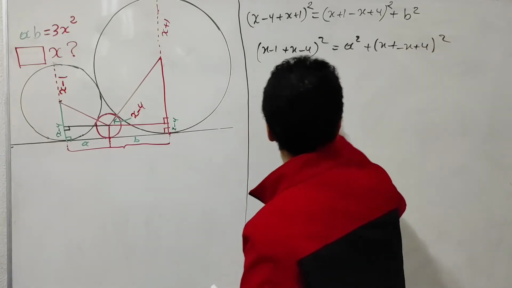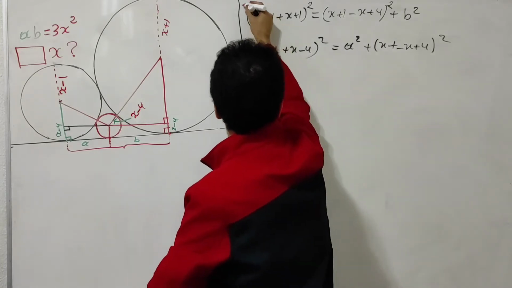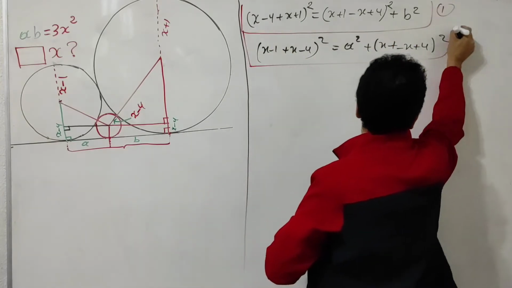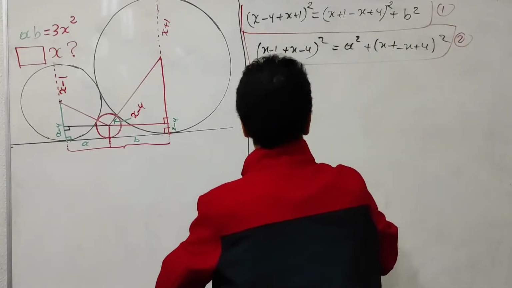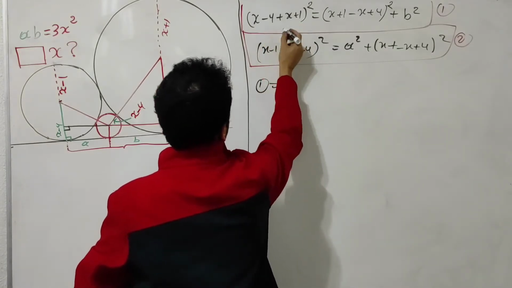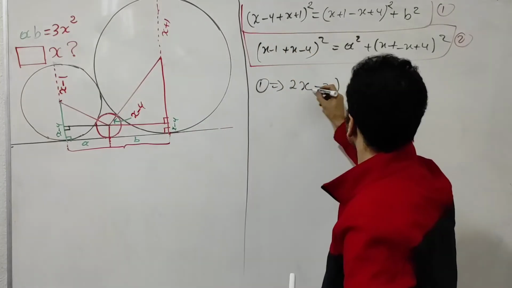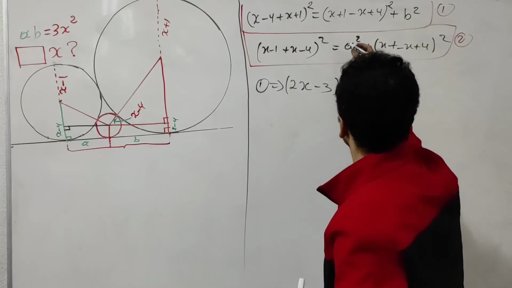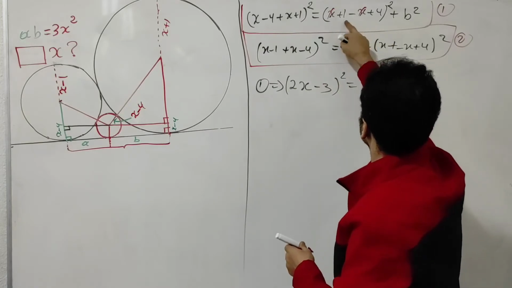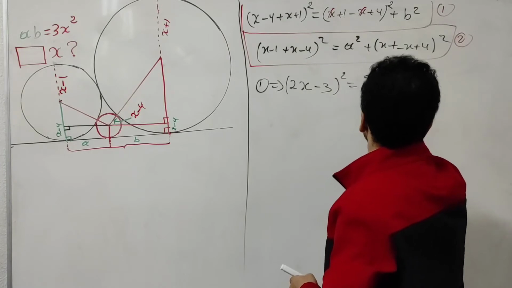Okay, now I'm going to simplify this calculation. This is the first equation, this is the second equation. Simplifying the first equation gives us x plus x, which is 2x minus 3, squared, equal to, x minus x will be cancelled out, I will get 4 plus 1, which is 5, squared, which is 25, plus b squared.